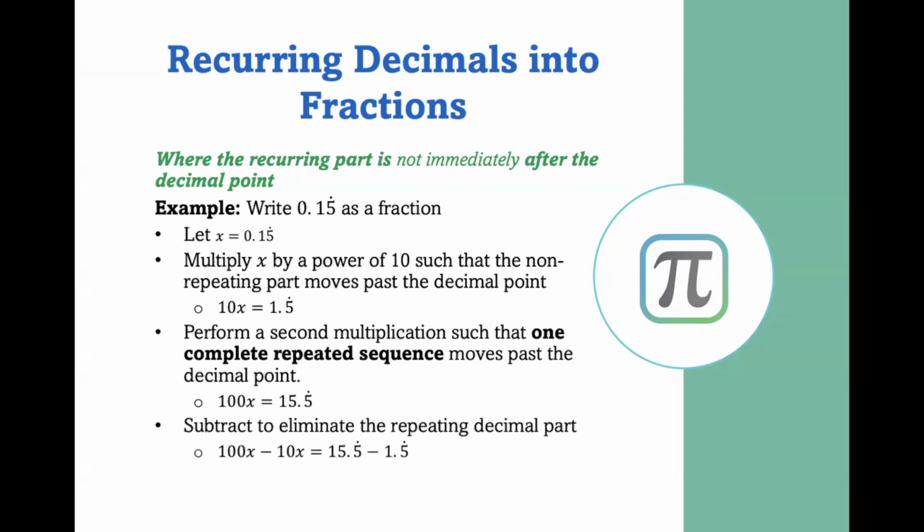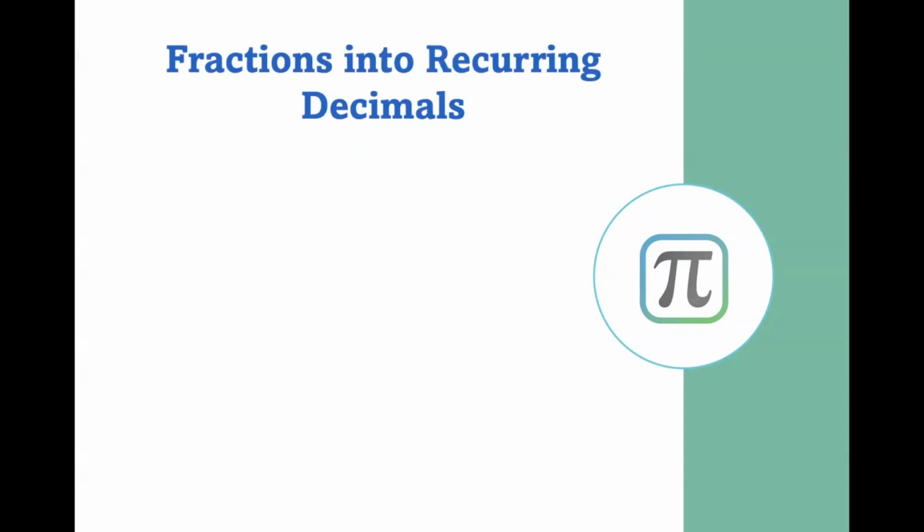The reason we do this, same as before, we can then create an equation that eliminates via subtraction the repeating part of the decimal. 100x minus 10x gives us 15.5 recurring minus 1.5 recurring, which quite neatly we can rearrange to give 90x equals 14, and thus we can write x as a fraction as 14 over 90 and then simplify to 7 over 45.